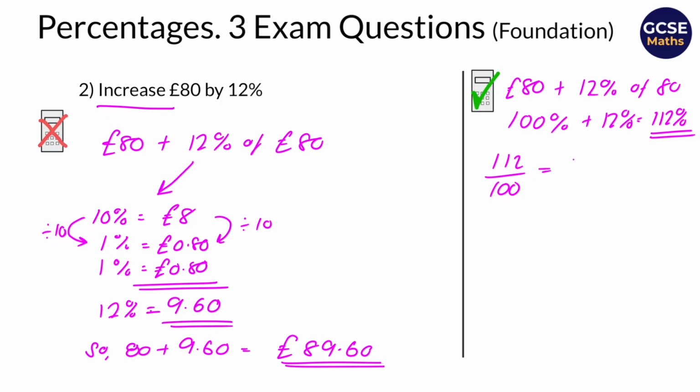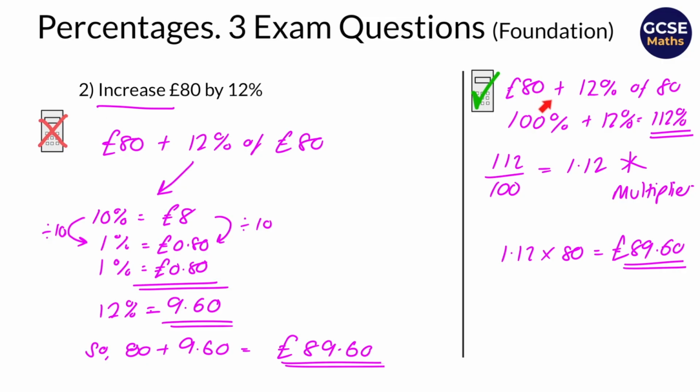If you put that in your calculator, you get 1.12, and now that is called your multiplier. All we need to do now is multiply the original amount, £80, by that amount. If you put that in your calculator, it will go straight to £89.60. Just be careful, because if that word says decrease, not increase, that will be a subtraction there. So it will be 100% minus, in this case, 12%. So that would give you 88%, and your multiplier would be 0.88. This is a great method with the calculator.